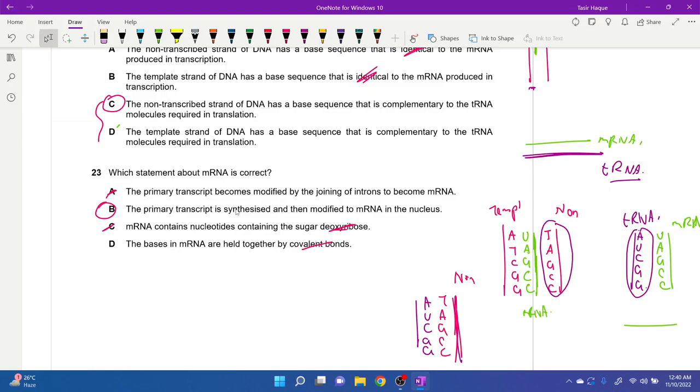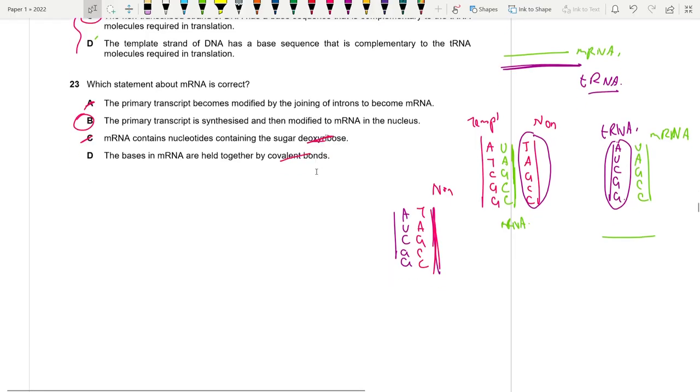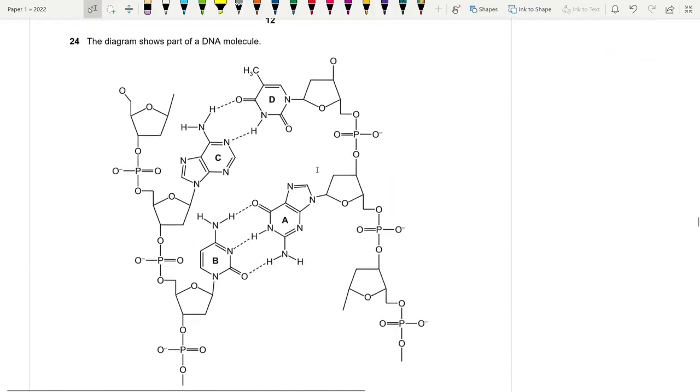The bases in mRNA are held together by covalent bonds. So they're talking about the bases. Bases are always held together by hydrogen bonds, okay? But mRNA is single-stranded, so that's why it's vague. It's very vague. It's not right. Like they aren't telling us the location of the covalent bonds. Okay, so B is the best answer. 24.